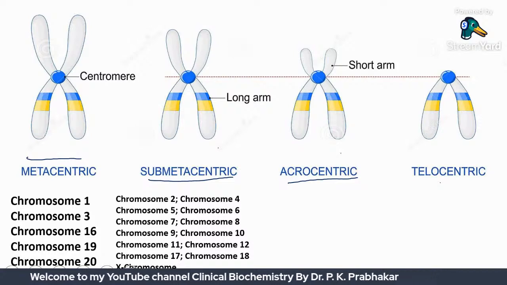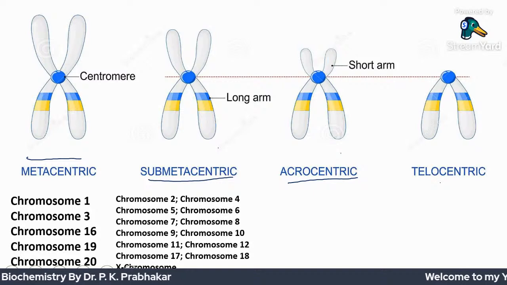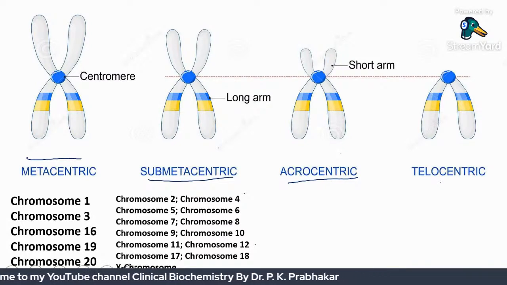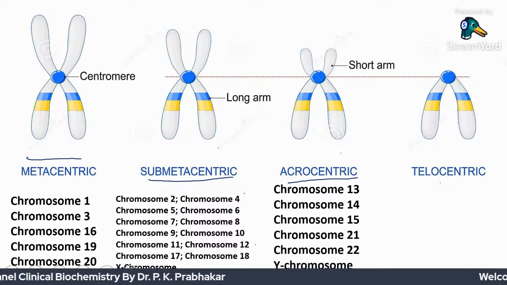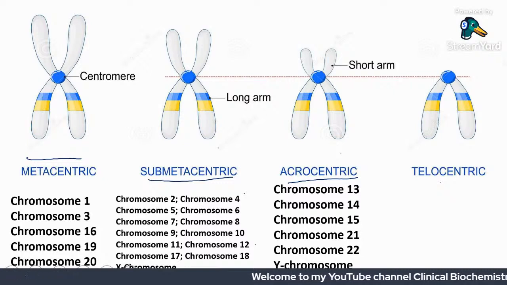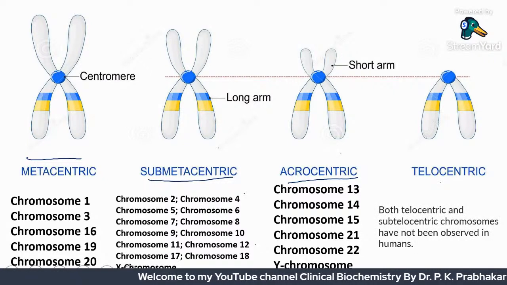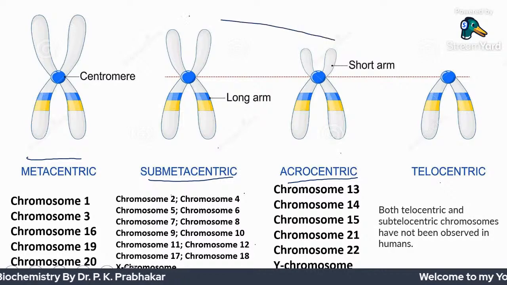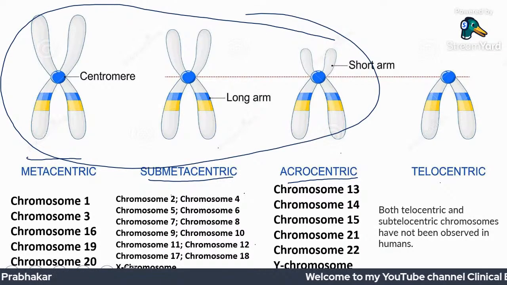Then most chromosomes fall into the submetacentric category, such as chromosome numbers 2, 4, 5, 6, 7, 8, 9, 10, 11, 12, so from 4 to 12 continuously, and also 17, 18 and the X chromosome. Chromosome numbers 13, 14, 15, 21, 22 and the Y chromosome are acrocentric. Telocentric and subtelocentric chromosomes have not been observed in humans, so our chromosomes fall only in these 3 categories.